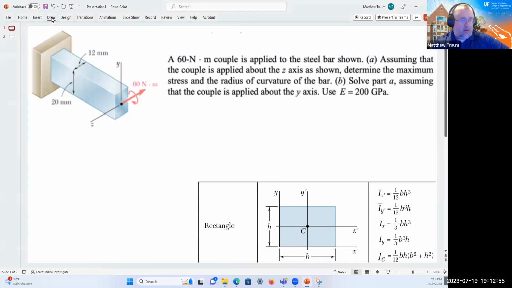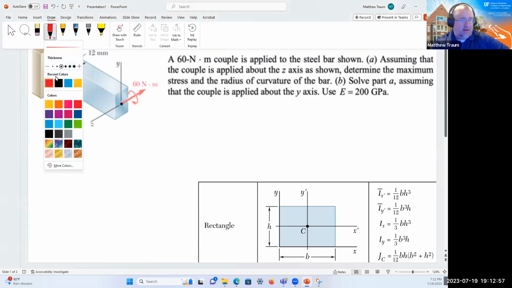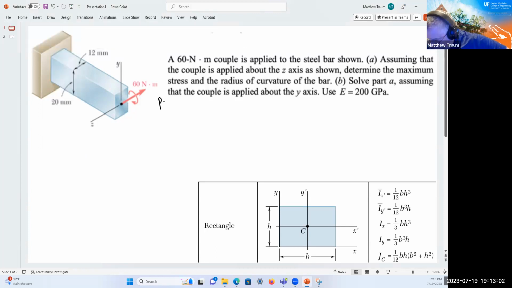Okay, so I always like to attack these problems with a plan. So what's my plan? I'm going to use two equations that I know to sort out what the stress is and what the radius of curvature is. And then I'm just going to solve the same problem twice with a slight change in geometry, which I'll show you. So we know that the stress is the couple multiplied by C divided by I.